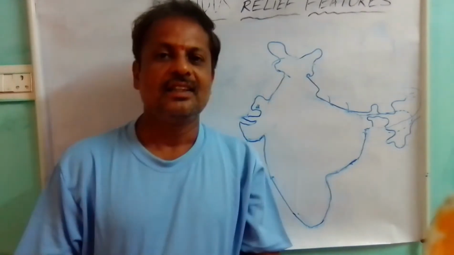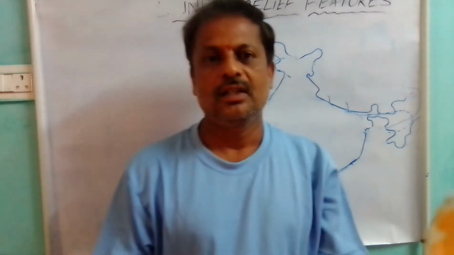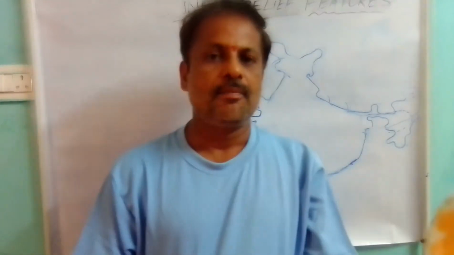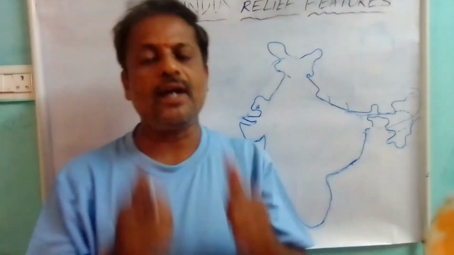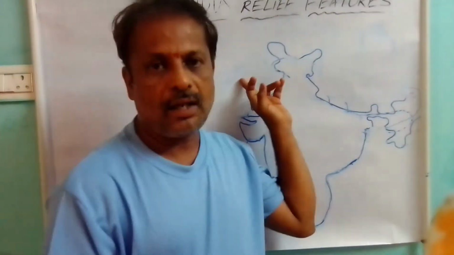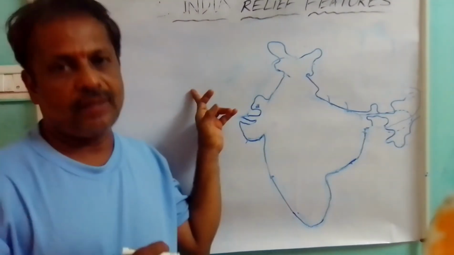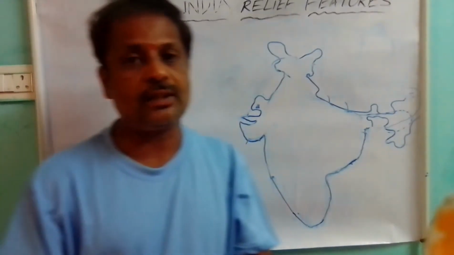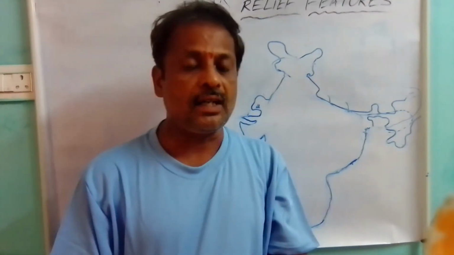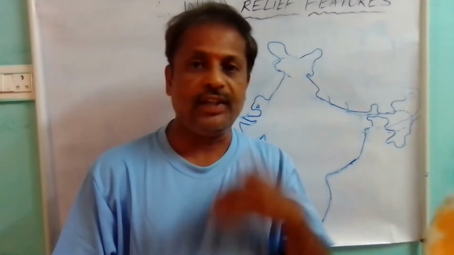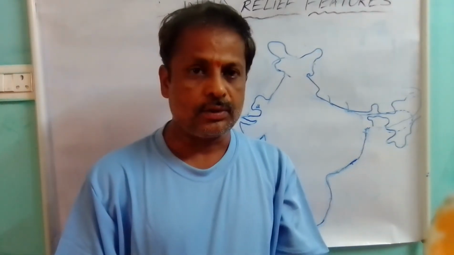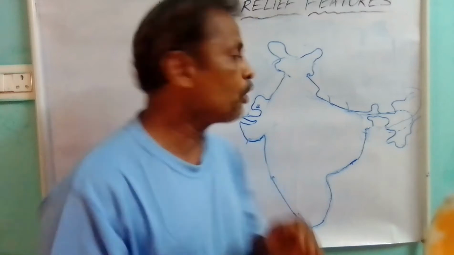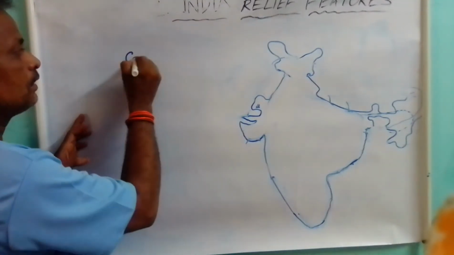Hello students, in this video we are going to explain our first lesson India Relief Features Part 6, and we are going to explain India Physical Divisions third one. So what is the third physical division? The Indian Peninsular Plateau. In the last video we explained to you about the Indian Peninsular Plateau. So we are going to learn the fourth one, coastal plains.